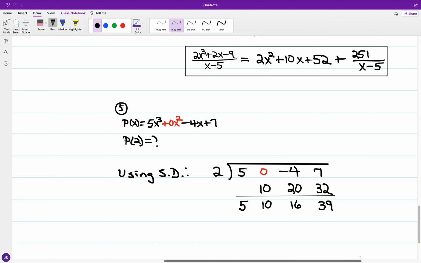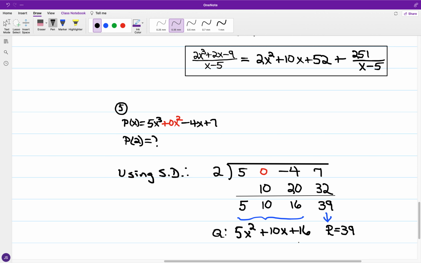So in effect, the last column total is going to be the remainder. And for the quotient, we're transitioning from 5x cubed to 5x squared. So with the quotient, we end up at 5x squared plus 10x plus 16.